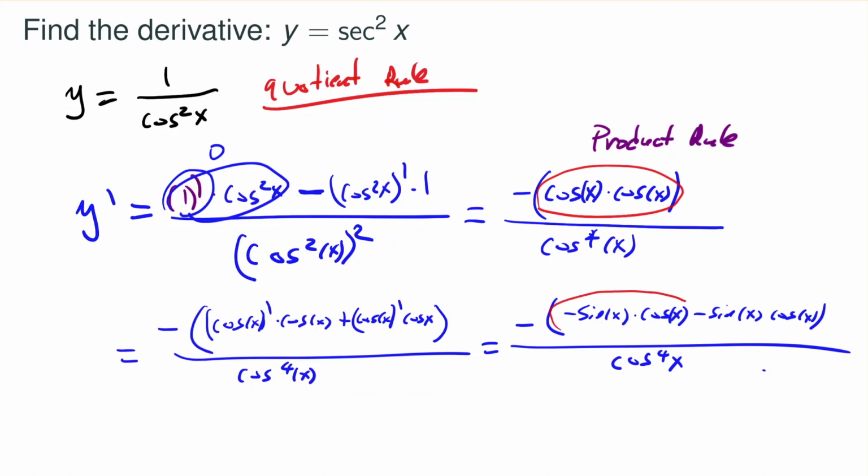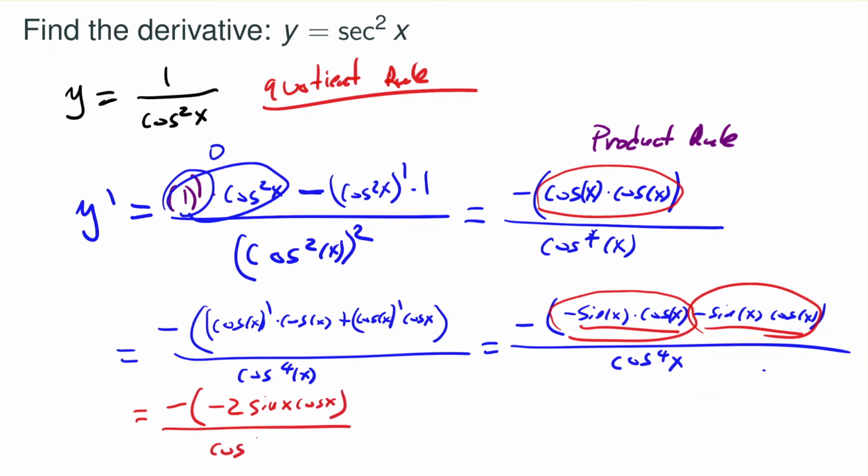Now here we have minus, well, we can think of it as negative sine x cosine x, negative sine x cosine x. So it simplifies to minus negative 2 sine x cosine x over cosine fourth x, equals, now this is positive, 2 sine x cosine x over cosine to the fourth x. Now we can simplify furthermore.